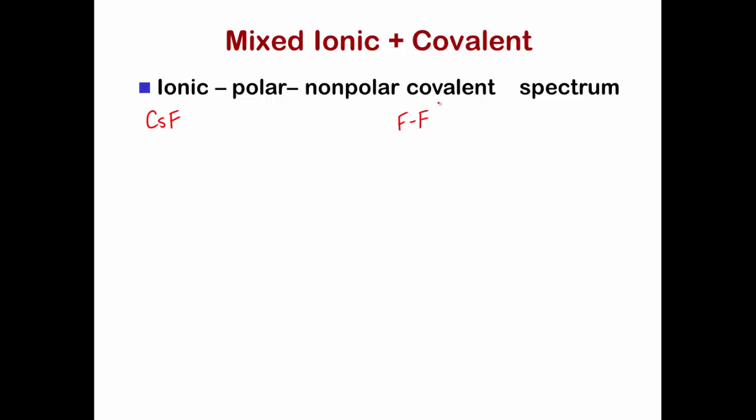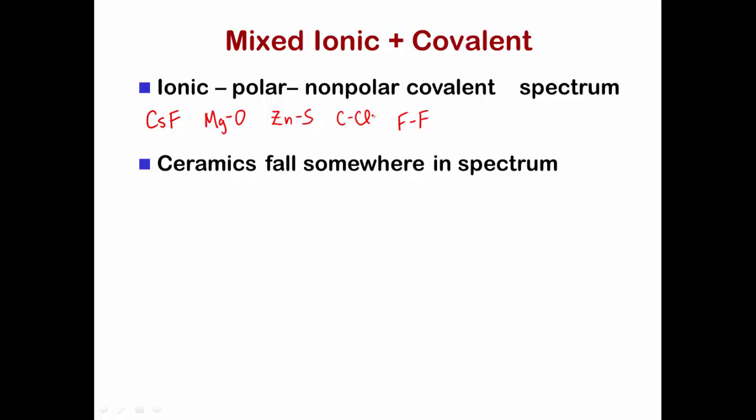But of course, in between, we could have a wide range, such as magnesium oxide, which we would generally think of as an ionic bond, but not as ionic as cesium fluoride. We could have something like zinc sulfide that falls somewhere in the middle between ionic and covalent bonding. And we could have a bond like carbon to chlorine that we certainly think of as a covalent bond, but where the two atoms do not pull equally, the chlorine pulling slightly more strongly, and so we think of this as a polar covalent bond. So in reality, there is not really ionic or covalent bonding, but rather a spectrum from ionic to covalent bonding, and most ceramic materials fall somewhere along this spectrum.